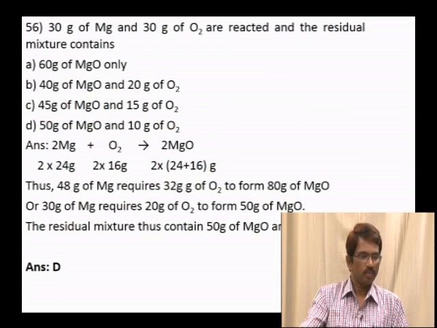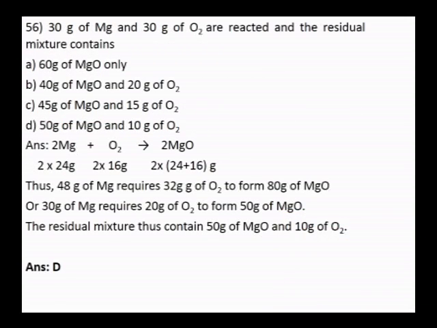Move on to question number 56. If you react 30 gram of magnesium and 30 gram of oxygen, when magnesium is burnt in oxygen, you get MgO, and the residual mixture contains, the options are: 60 gram of MgO; 40 gram of MgO and 20 gram of oxygen; option C, 45 gram of MgO and 15 gram of oxygen; option D, 50 gram of MgO and 10 gram of oxygen.